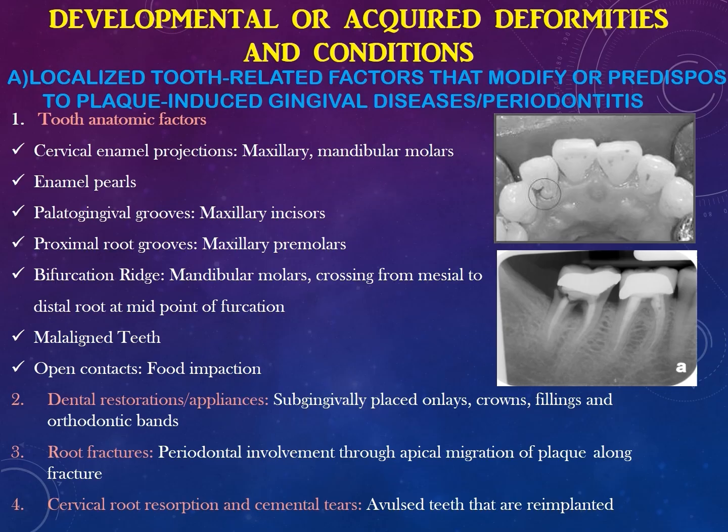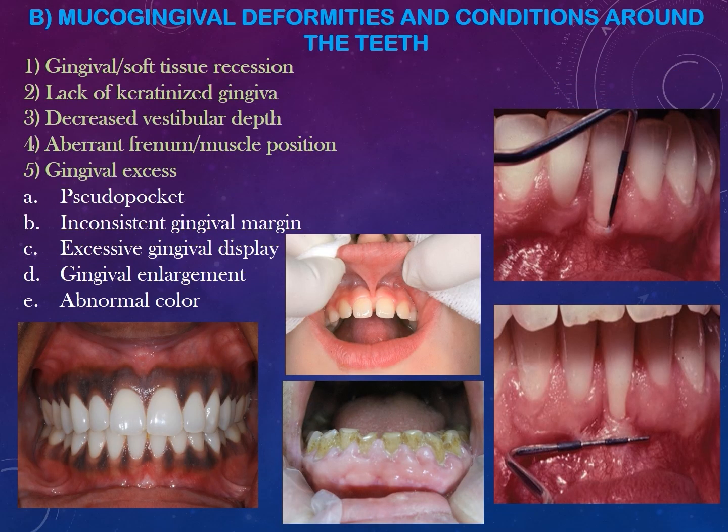Next, moving on to the mucogingival deformities and conditions around the teeth. That is the gingival soft tissue recession, lack of keratinized gingiva, decreased vestibular depth, aberrant frenum or muscle position, or gingival excess. This involves a pseudo pocket, inconsistent gingival margin, excessive gingival display, gingival enlargement, or abnormal color.